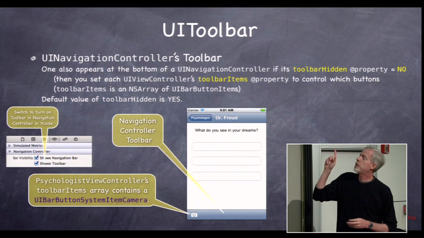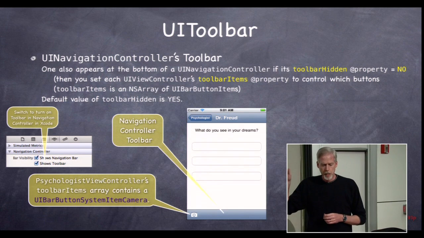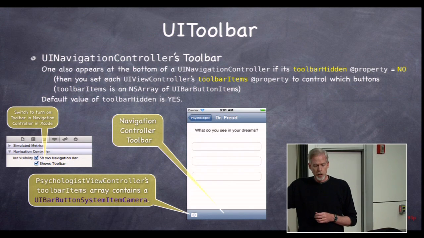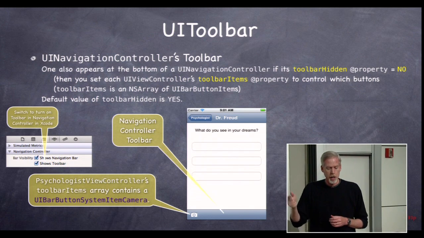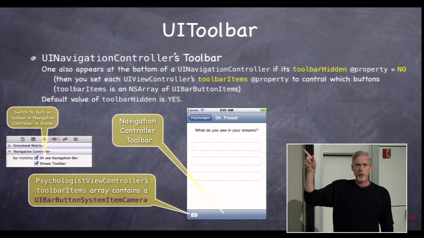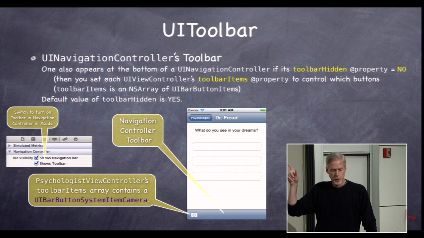But I also want you to notice that the navigation controller that we've learned about also has a toolbar at the bottom. Now, we haven't seen it because we haven't turned it on. We need to turn on that little switch. You see the switch over on the left there? That's the switch you get when you inspect a navigation controller in Xcode. You turn that little switch, Show Toolbar, and you'll get this bar on the bottom.